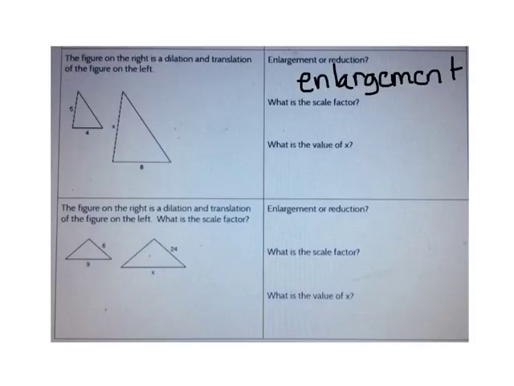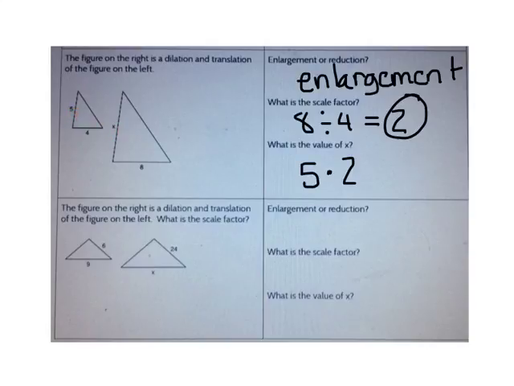What is the scale factor? Well, I can divide 8 divided by 4 to find the scale factor. What's 8 divided by 4? It's 2. The scale factor is 2. To find x, I can multiply the corresponding side 5 times the scale factor. 5 times 2. So what's the value of x? It's 10.